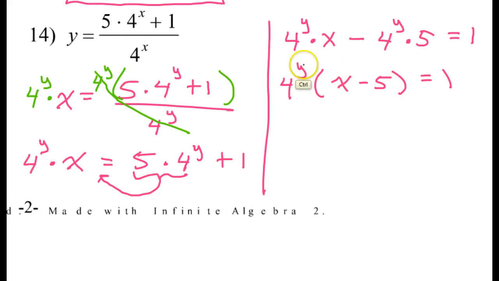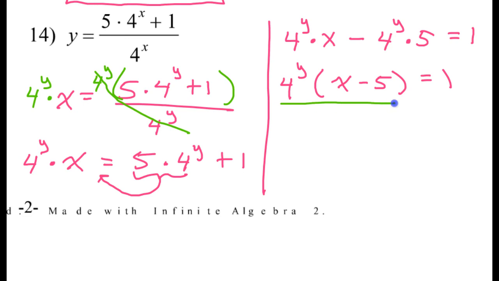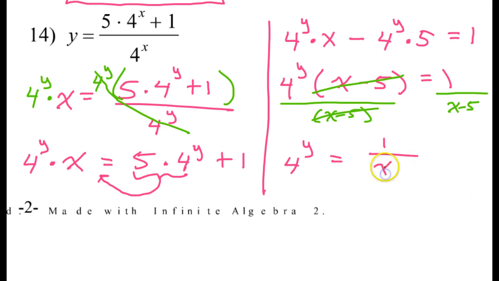So we're trying to get y by itself, so I need to get rid of the x minus 5, and I somehow need to get rid of the 4. Let's start with the x minus 5, because the way you get rid of that is by dividing both sides by x minus 5. That way these x minus 5s will cancel each other out. So that will give me 4 to the y power is equal to 1 over x minus 5. So that's as far as we can go. Now I have 4 to the y power by itself.